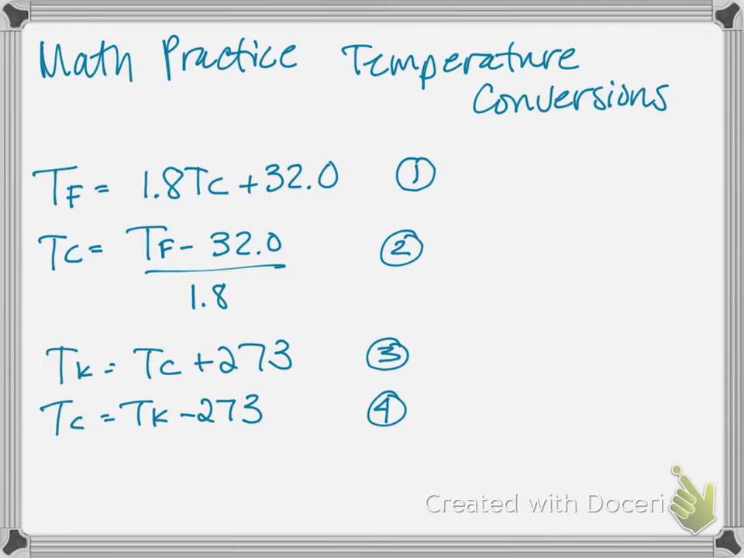Now your book uses subscripts a little bit differently than this. They use TF for Fahrenheit, little t for Celsius, and big T for Kelvin. Now to me that is kind of crazy. So I just use T for everything. Any temperature has a T, and then if it's Celsius, I put a subscript C there. If it's Fahrenheit, I put an F there, and if it's Kelvin, I put a K there.